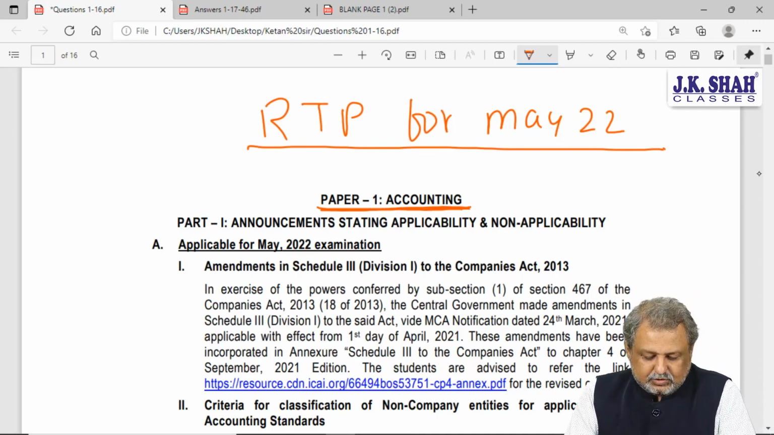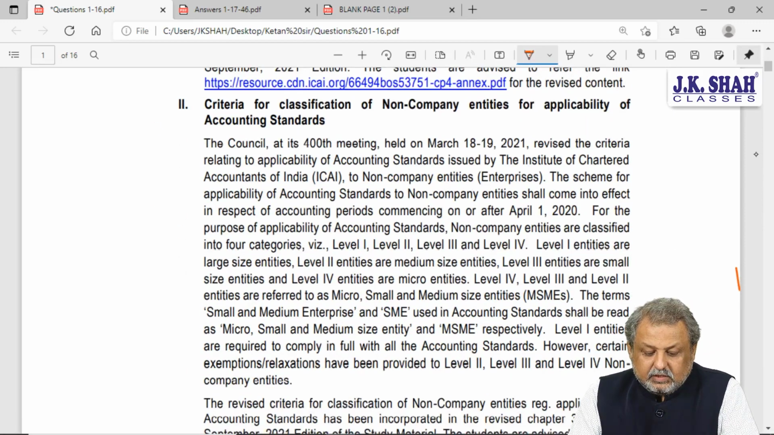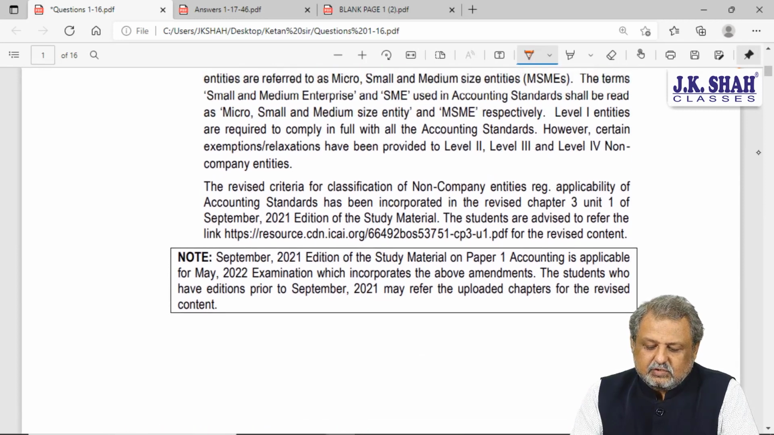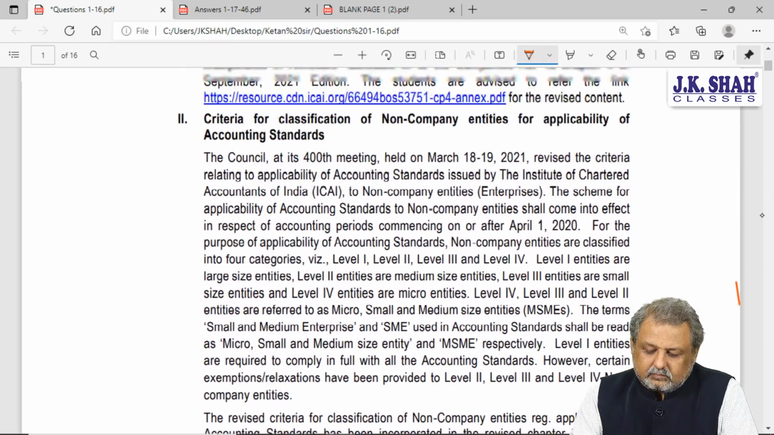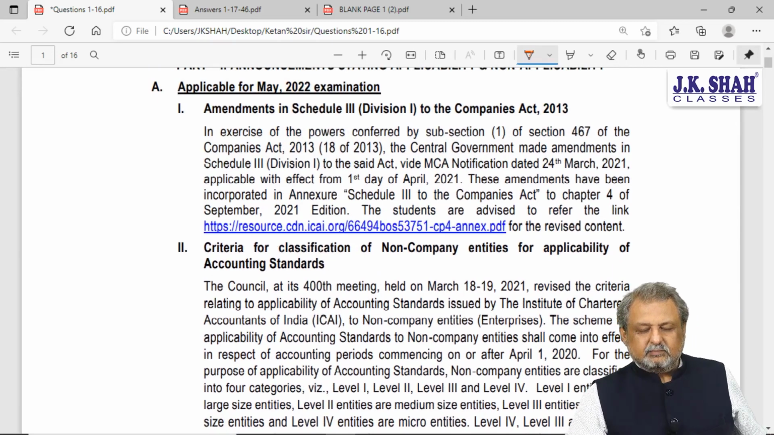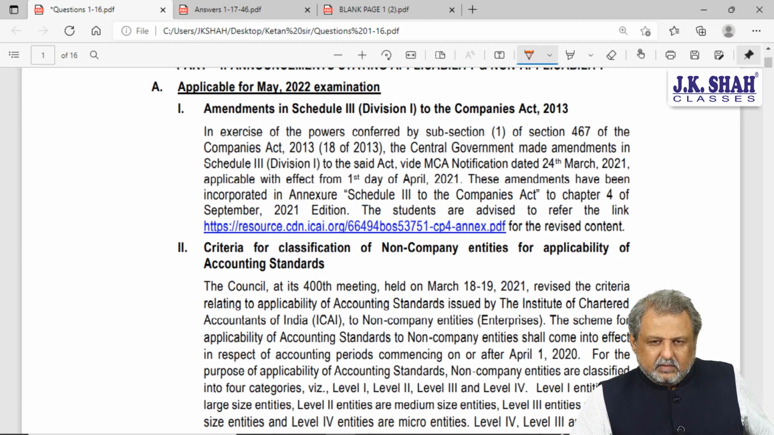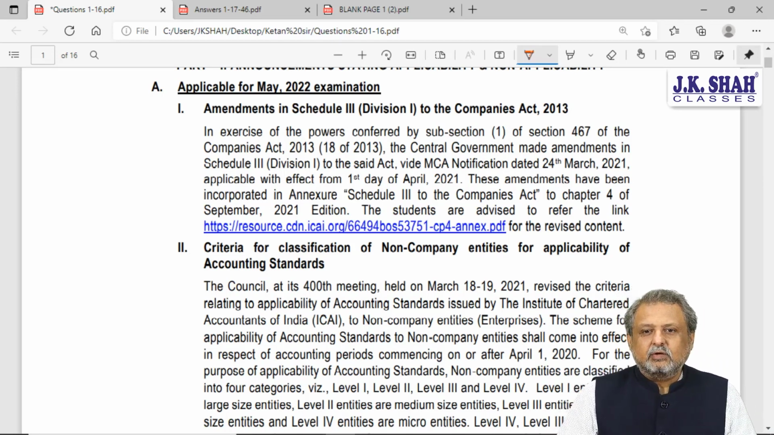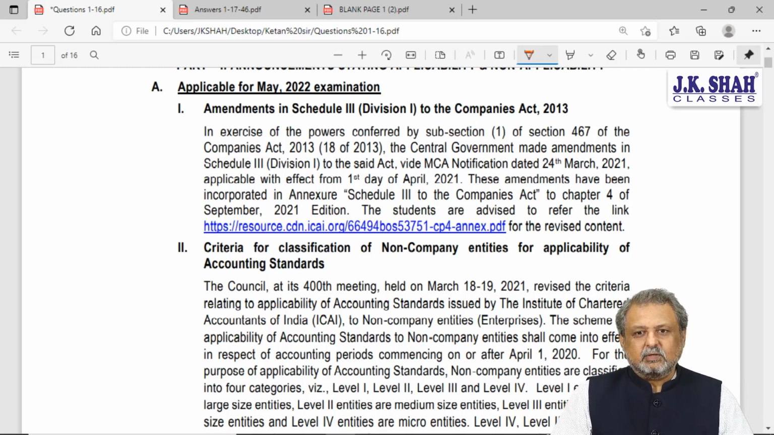First and foremost, let me tell everybody that as far as the application and non-application list given here is concerned, the amendment in Schedule 3, that is the format of the Companies Act, has long been done. It means you need to write reserves in place of reserves and surplus, and property, plant, equipment, which you already know. So there is nothing new here.